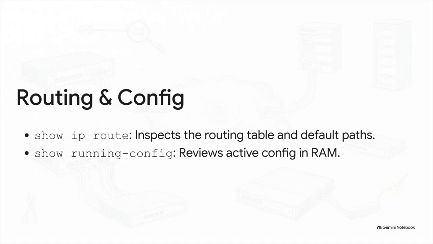Then, step 4 is show running config. This command reviews the full active configuration currently residing in RAM. It shows you every single active rule, password, and parameter powering the device right at this second. Between these commands, you can answer about 80% of all questions on the network.